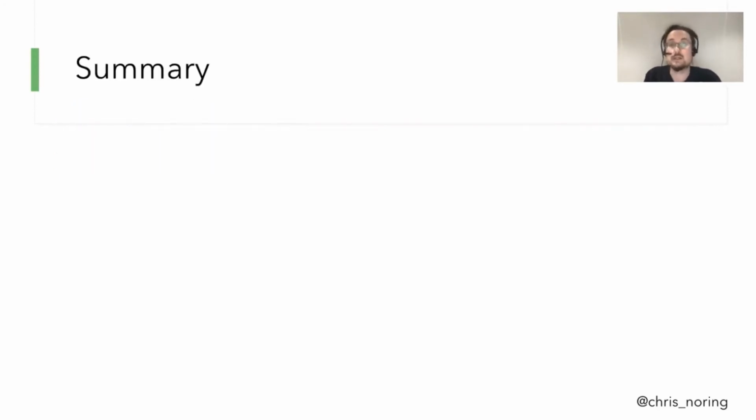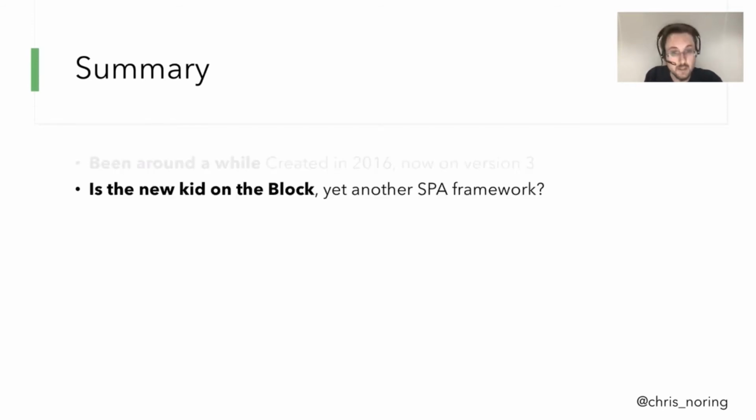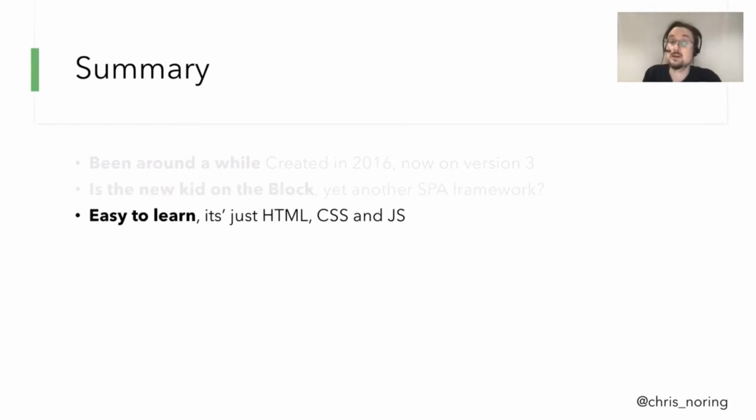In summary, this was a lot to cover in 20 minutes, but hopefully it got you interested to see that Svelte is a real contender out there and a real option. It's been around since 2016, and now version 3 is very easy on the eyes. It's the new kid on the block. It's another SPA framework, and we all love those because we like to change those every 6 months, am I right? It's easy to learn.